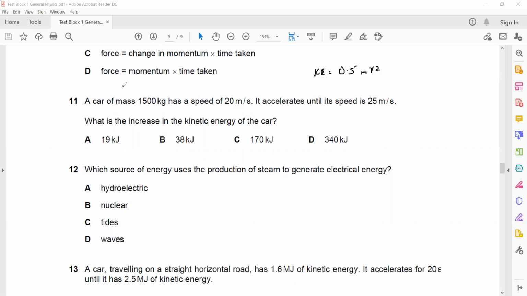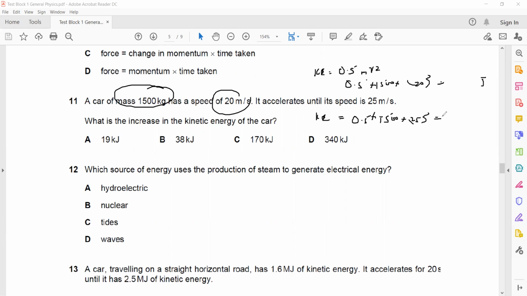So first, the mass is the same, speed was 20. So it will be 0.5 multiplied by 1500 multiplied by 20 square. You will get the kinetic energy in joule. And then you will find the kinetic energy when it is moving with 25 meter per second, 0.5 multiplied by 1500 multiplied by 25 square, you will get the kinetic energy in joule. And subtract the two values from each other. So when you subtract, you will get 170,000 joules or 170 kilojoules.